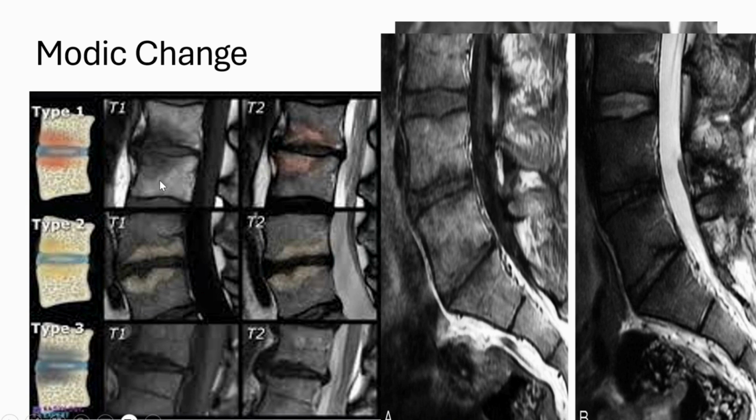So type 1 is the acute phase where the edema is marked, and this is the active degenerative phase, whereas type 2 and type 3 are the chronic phase. So type 1 is mostly painful, whereas type 2 is slightly painful, whereas type 3 is not painful, but it can cause stiffness in the vertebra.